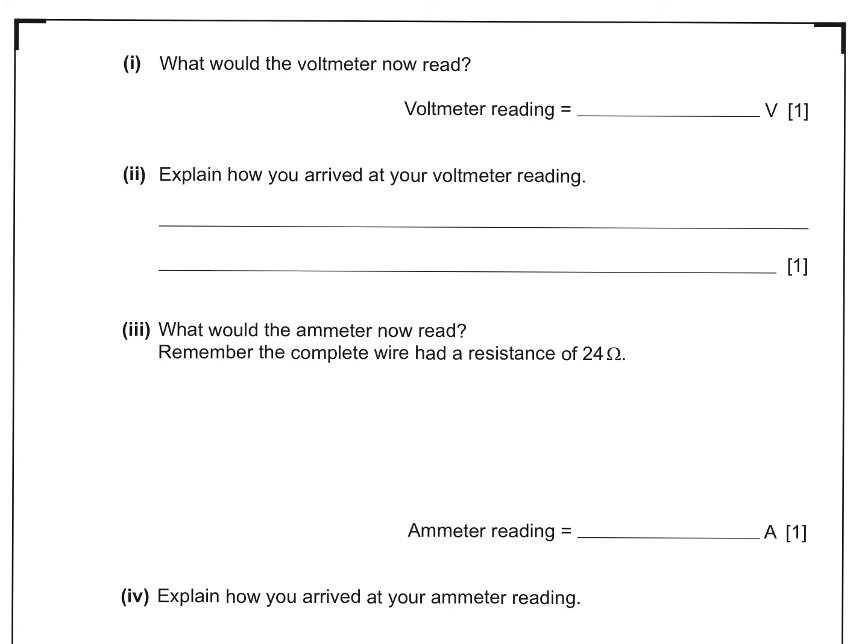Part 1, what would the voltmeter now read? So we need to look at that circuit again. So I've brought this wee circuit back in, and remember we have the 12 up here and the 12 down here. 24 ohms worth of wire split like this gives us a 12 and a 12 in parallel, and the smart amongst you will realise that that then will behave like a 6 ohm.